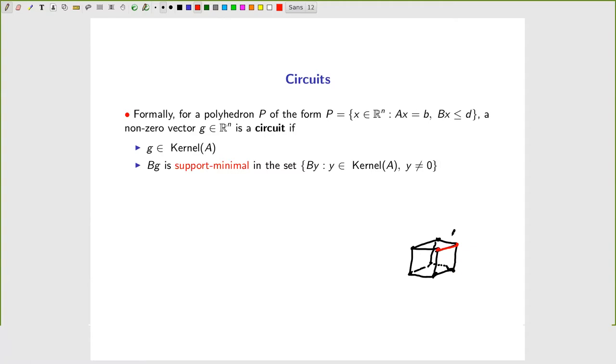So what happens to the edge direction? We discussed it yesterday. The edge direction is characterized by the fact that you have a lot of inequalities, of facets, that are tied for both this vertex and this other vertex. In particular, you have dimension minus one of them. So along the points in here, you will have a lot of inequalities that are going to be tied. Now, if you want to think about this direction as a circuit, what this means is that when you move along this vector, a lot of inequalities should stay tight. And that means that for a lot of inequalities, this should actually be zero. That's one intuition behind this support minimality.